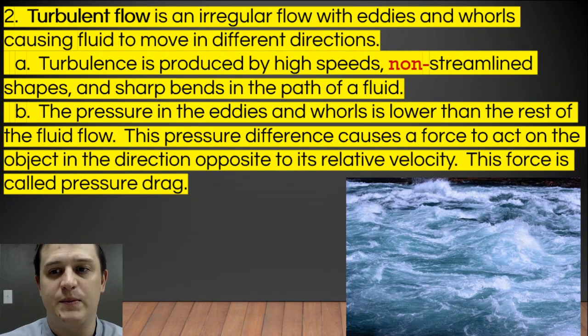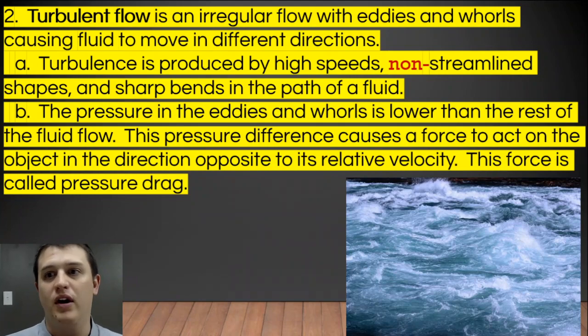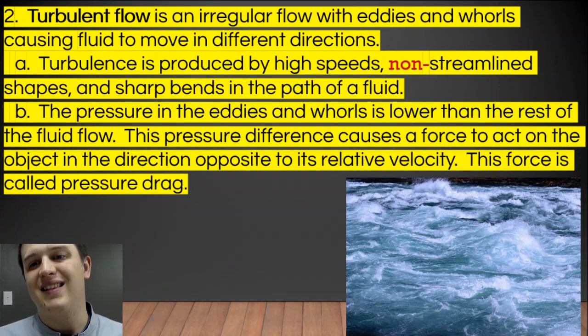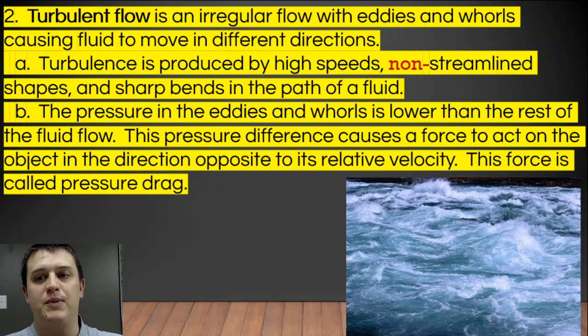Turbulence is produced by high speeds, non-streamlined shapes, and sharp bends in the path of a fluid. So think about a swimmer in the pool. If they swim faster and faster, you see more big whirls and eddies because they're moving so fast, they're causing that water to move and be very turbulent. That's how they get moving faster. And then if you're river tubing or ever go to a water park like Schlitterbahn, you're actually going to get yourself caught in eddies and whirls sometimes, because there are objects in there that cause the water to start to spin and be more turbulent instead of a good constant flow.